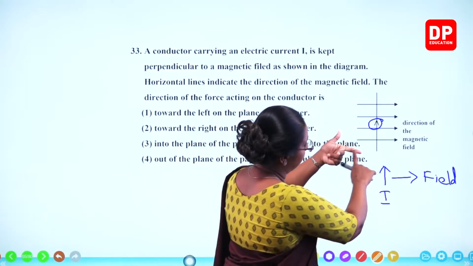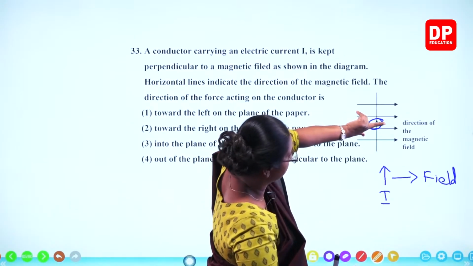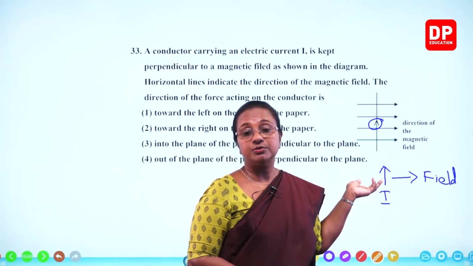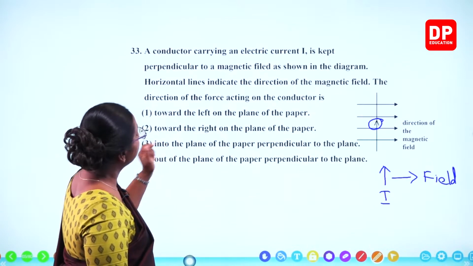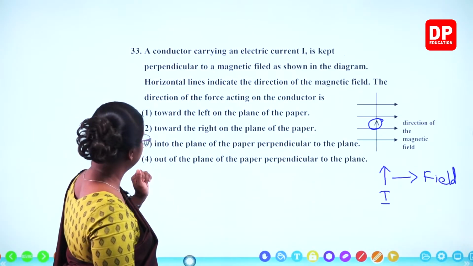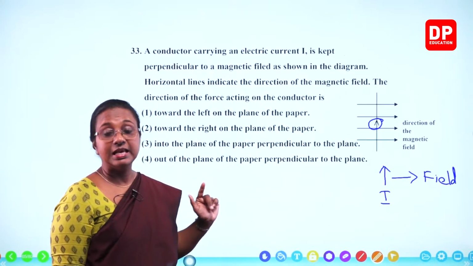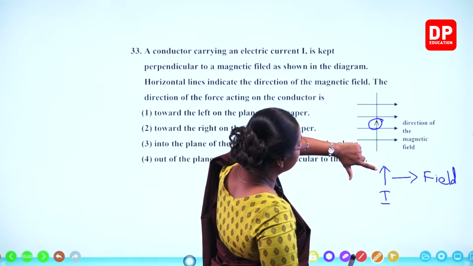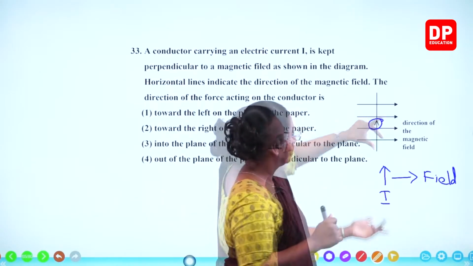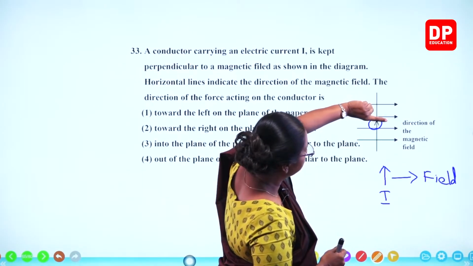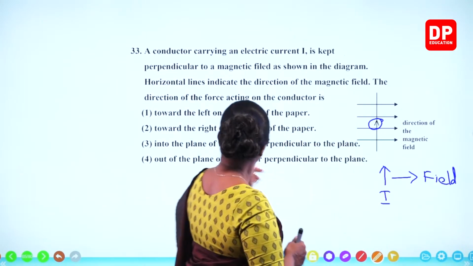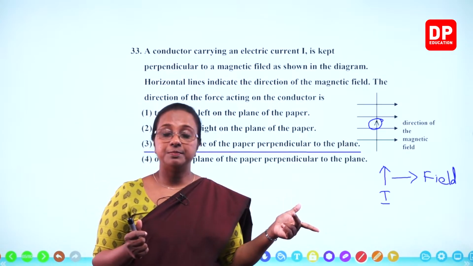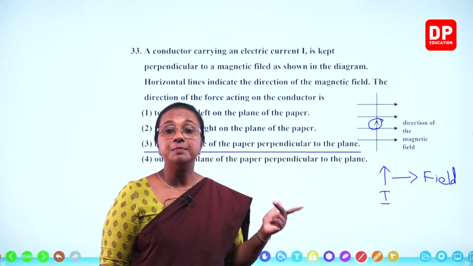Now, here, of course, the magnetic field is this way, in this direction. But the current flow, it is flowing upwards, like that. So, what is the direction of the motion? Thumb is pointed into the board, into the paper. So, here, toward the left on the plane of the paper, toward the right on the plane of the paper, into the plane of the paper, perpendicular to the plane. That is the correct one. Out of the plane of the paper, perpendicular to the plane, no. Here it is in. You have the field this way, current upwards. So, it's going to be like that. So, here you have the field this way, students, current going upwards. So, that means the thumb will be pointed inwards. So, the correct answer is into the plane of the paper, perpendicular to the plane. You all know all three have to be perpendicular. Field, current and the force will be all perpendicular to each other.